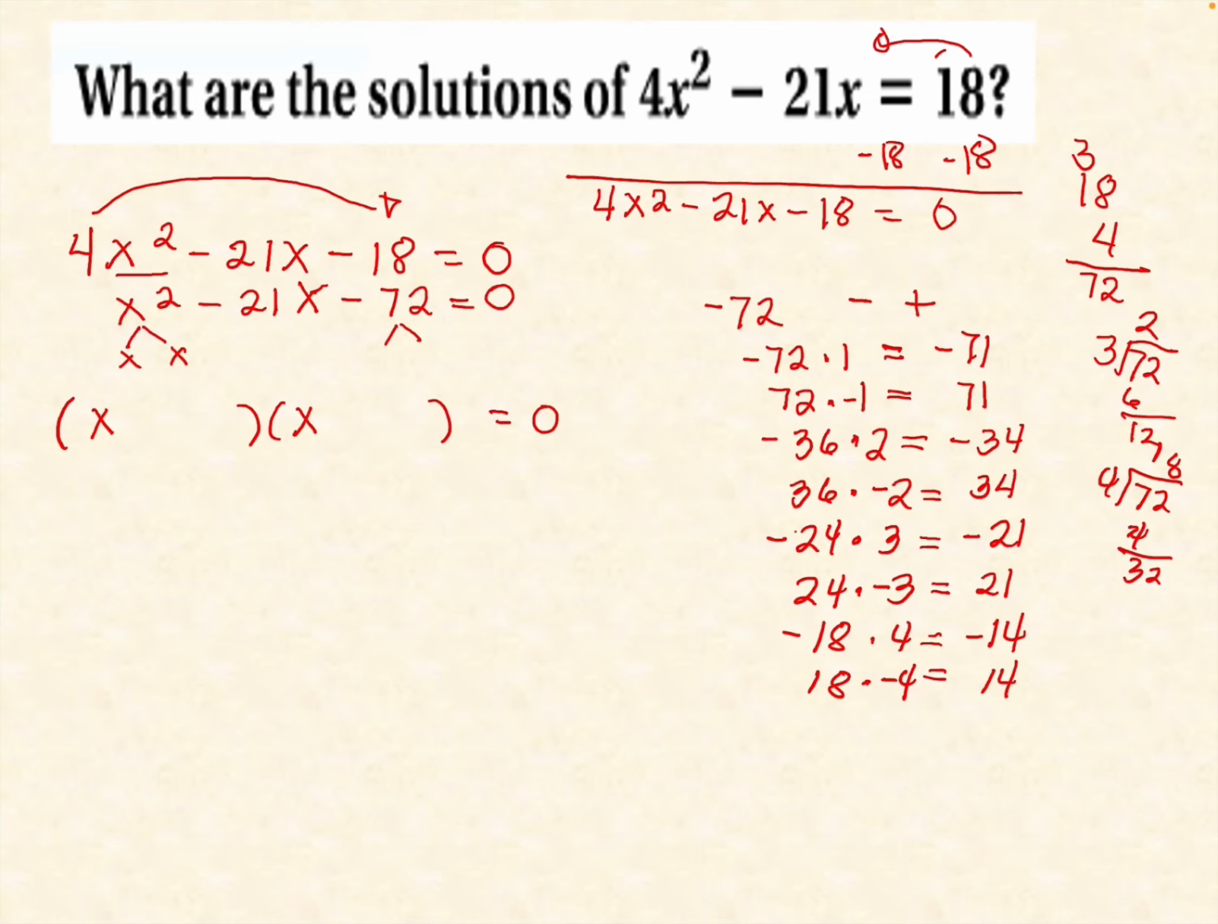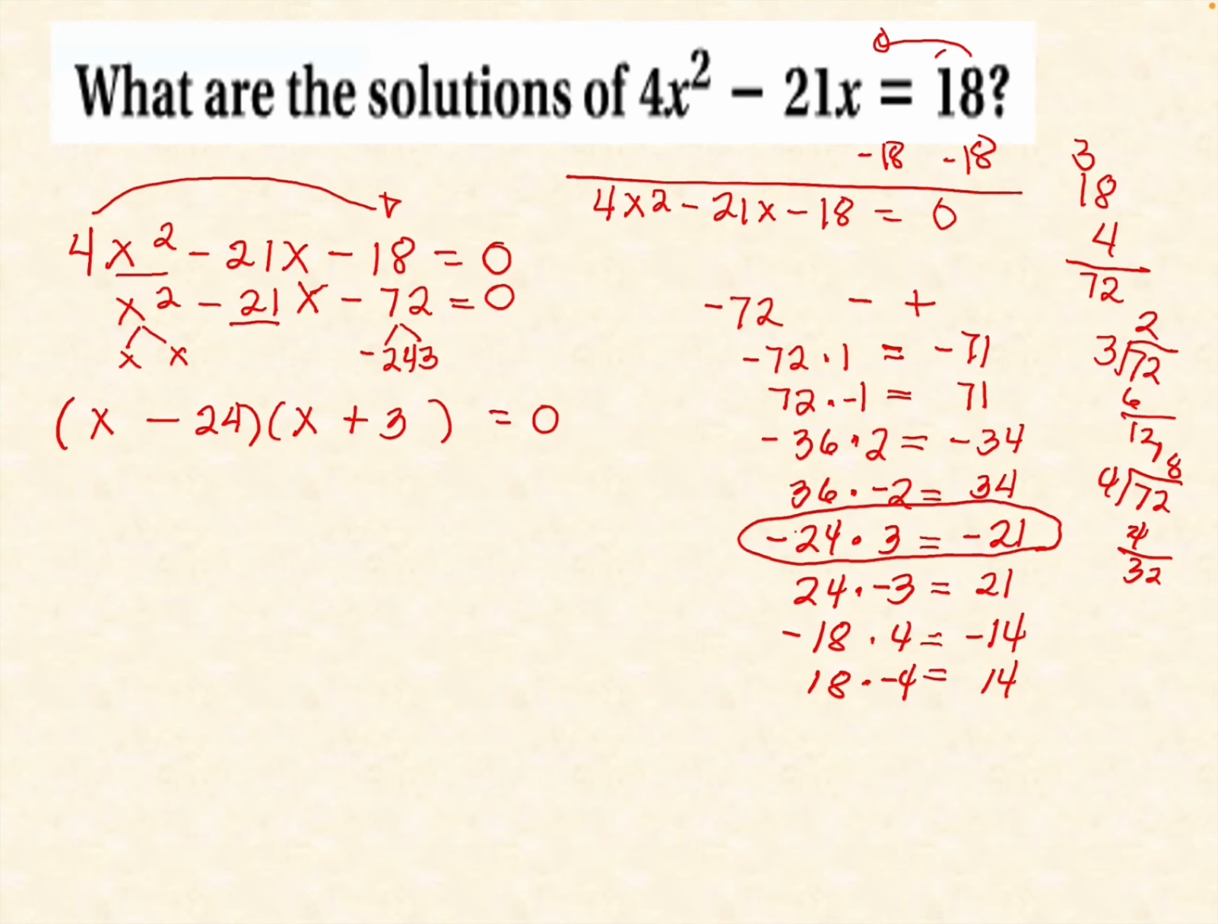What is our last term? Negative 72. And what is our middle term? Negative 21. So the factors of 72 that we're going to follow are negative 24 and 3. So we're going to write negative 24 here and positive 3 here. The factors of 72 are negative 24 and positive 3 because the sum is negative 21. We're not yet done.